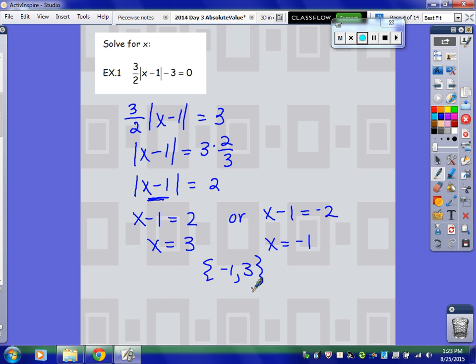Now, like I said, the biggest mistake that students make is they want to break that equation apart before they isolate that absolute value. You're going to get the wrong answer if you do that. So you can only break it into two equations once you've isolated that absolute value.